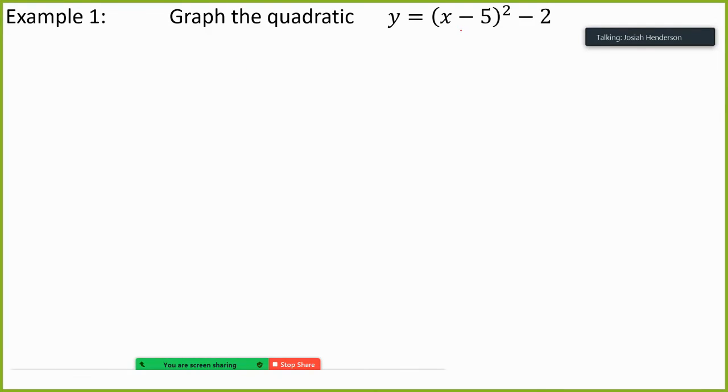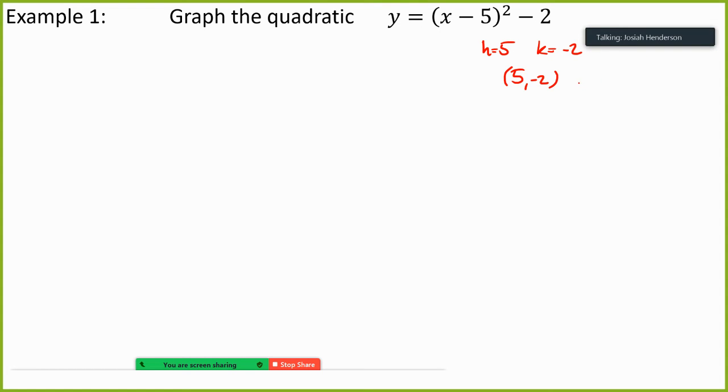H is whatever's being subtracted here. So H is 5. It's not negative 5. It's the number being minused. So think about the H is always the opposite of what it looks like. I know that's tricky. K is taken at face value. It's negative 2. H is always the opposite, kind of like our zeros are, right? K is taken at face value. So our vertex here is 5, negative 2.